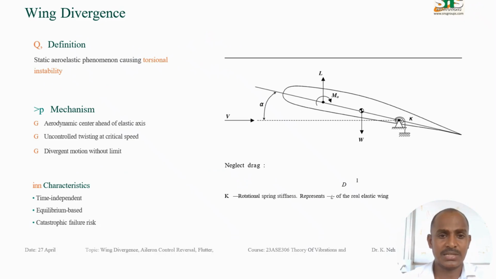So, coming to wing divergence: it is a static aeroelastic phenomenon that causes torsional instability. It happens when the aerodynamic twisting forces become greater than the wing's restoring stiffness. Usually this occurs when the aerodynamic force center is ahead of the elastic axis. As flight speed increases, the wing twists more and more until failure may occur. Key features include time-independent behavior, equilibrium-based response, and a critical speed limit, which risks catastrophic failure. Wing divergence is prevented by increasing torsional rigidity.